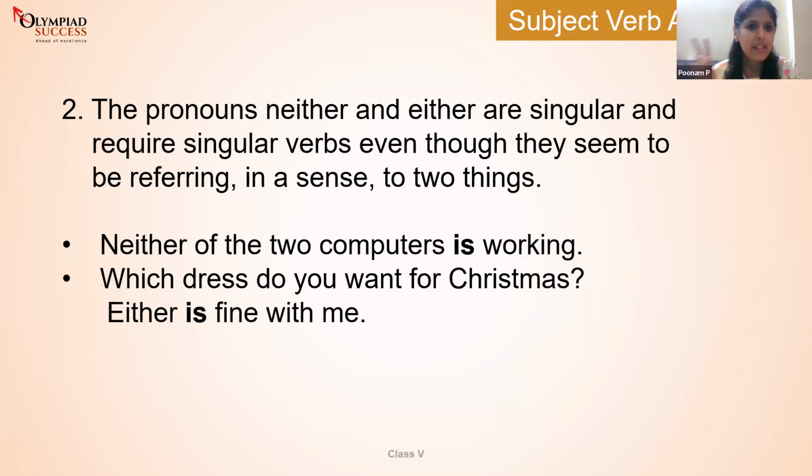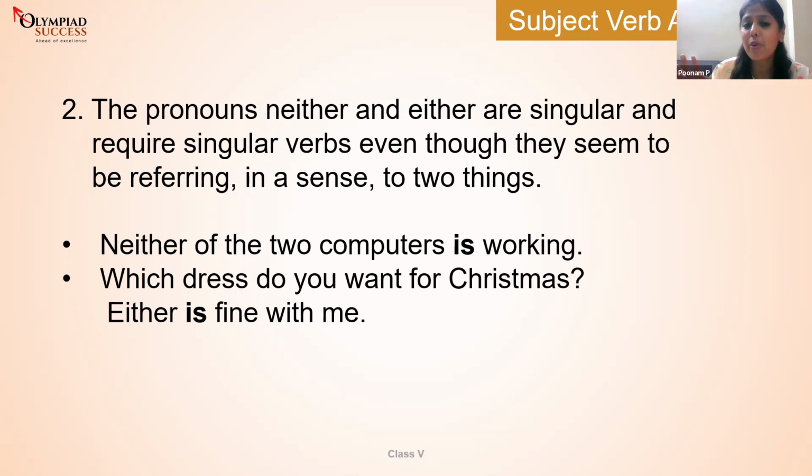Okay, second rule. The pronouns neither and either are singular and require singular verbs, even though they seem to be referring in a sense to two things. So neither of the two computers, although computers here is plural, please understand, but I am using the pronoun neither. It comes under the rule of subject-verb agreement. So when I use this, although I'm referring to two things or more than one, I will still consider it to be a singular subject, and a singular verb has to be used. Is working, not are working.